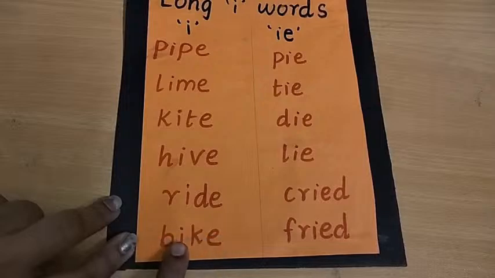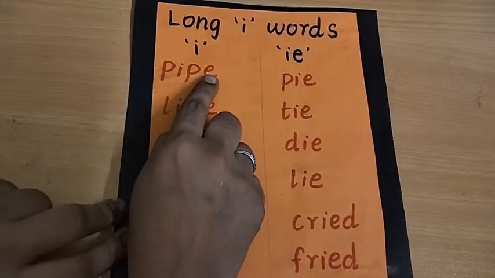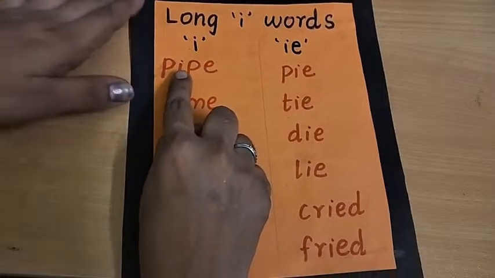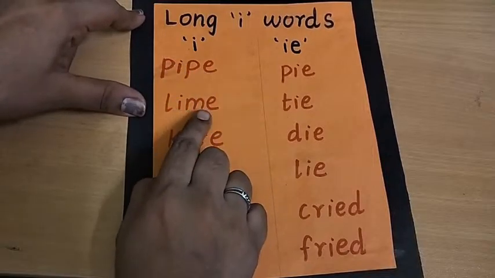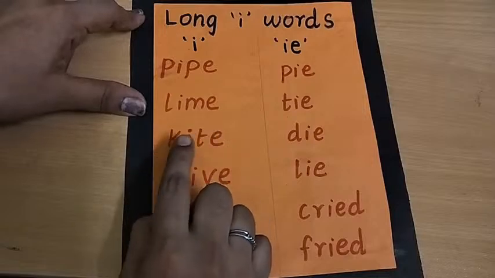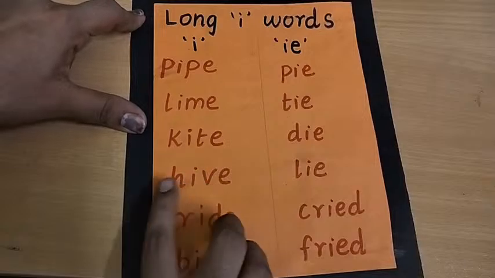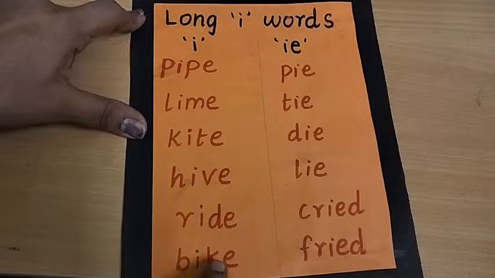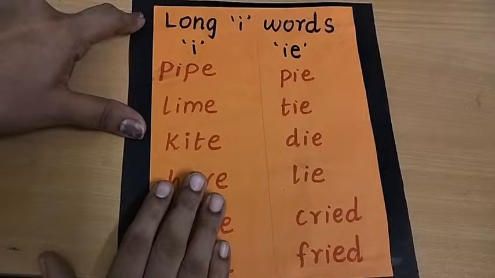So once again I'll read this. If you have the letter E at the end of the word, the vowel takes its original sound. That is P, I, P. Pipe. L, I, M. Lime. K, I, T. Kite. H, I, V. Hive. R, I, D. Ride. B, I, K. Bike. So this is the way you have to read the long I words in case of E at the end.